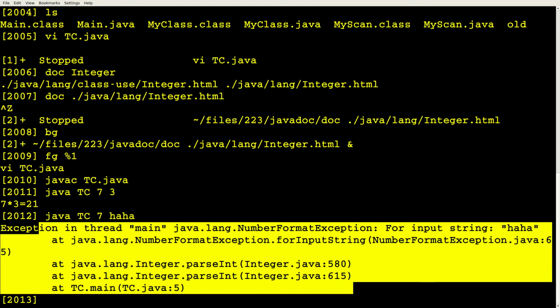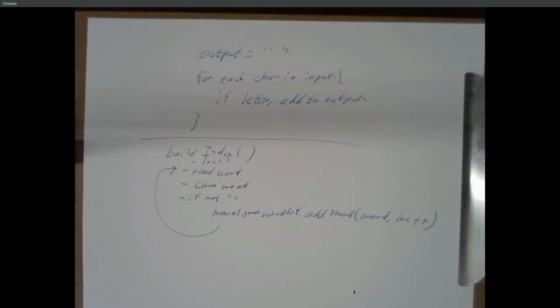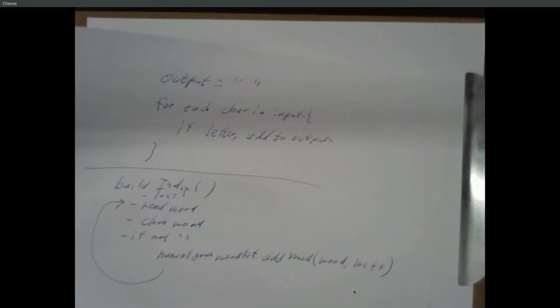Sometimes you don't want your program to do this when an exception occurs. And a classic example is if you're using parseInt and the thing isn't a valid integer. So there's a mechanism for dealing with exceptions. It's called a try-catch block. And here's the basic syntax.